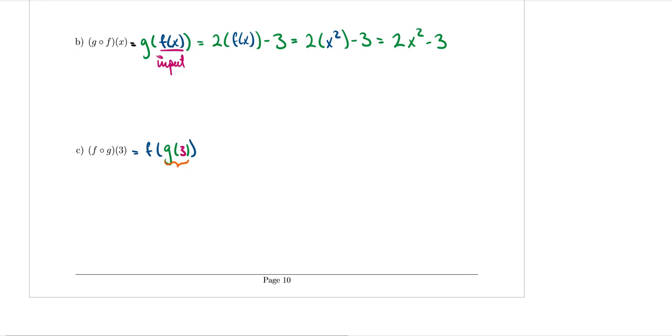Well, let's see. g of 3 is equal to, now if I recall correctly, well, we see it here. The function g was telling us to take 2 times the input and then take away 3. Well, that is 6 minus 3, which is equal to 3.